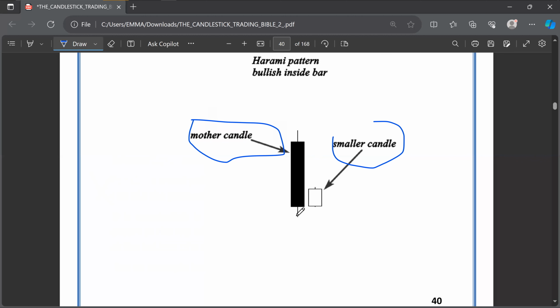So this is the Harami. And this is the bullish one. It's a bullish one in the sense that, even though the color does not matter, I'm using the color to explain. This is a bullish one because it's white. It's a white candlestick, or better said, it could be green. The green or white, I told you earlier, stands for the bullish ones. So that is a bullish one.